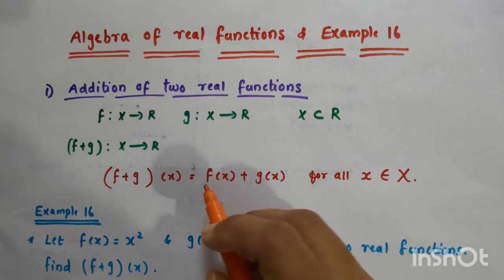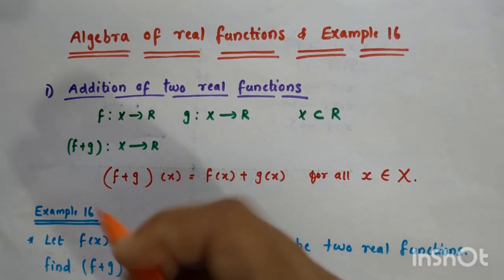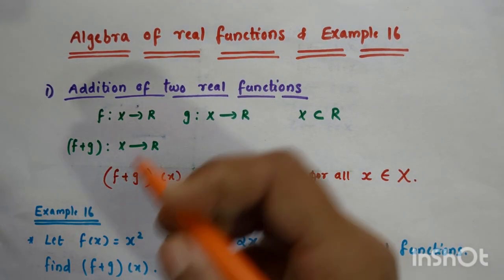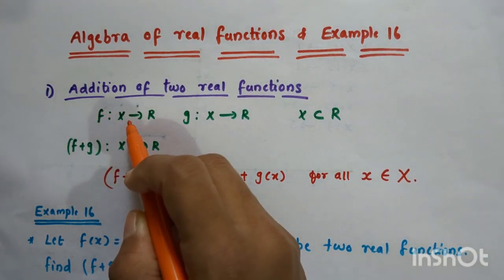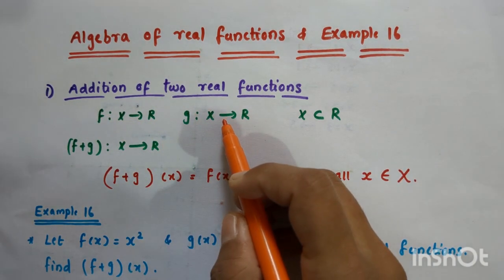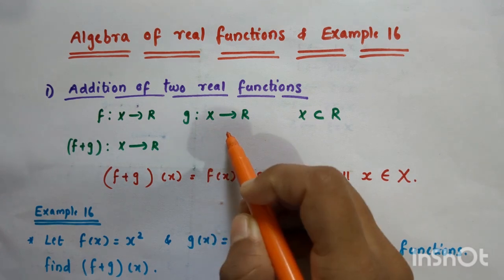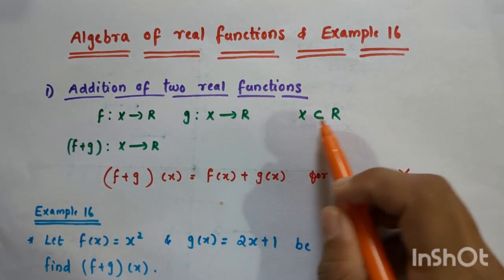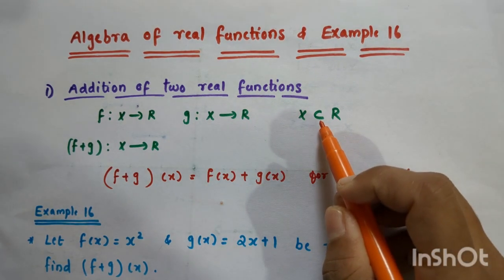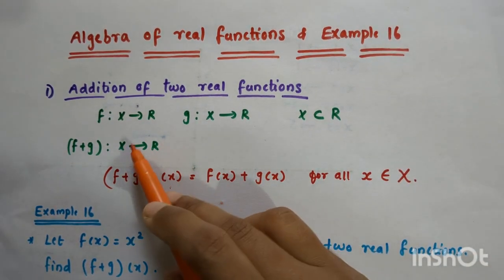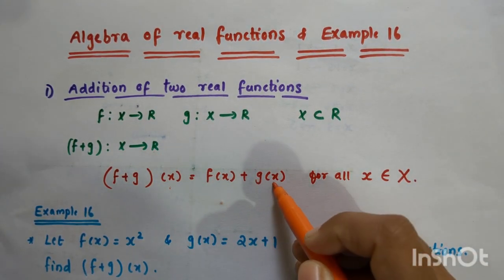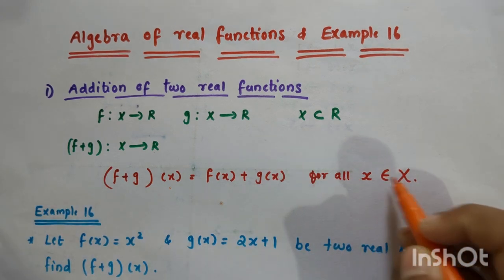Don't worry about this definition. Let us do one numerical question that will give you a clear idea about this. So, let f be a function from X to R and g be a function from X to R. Let these two be any two functions where X is a subset of the real number set. Then we define f plus g of x from X to R as f of x plus g of x for all x belonging to X.